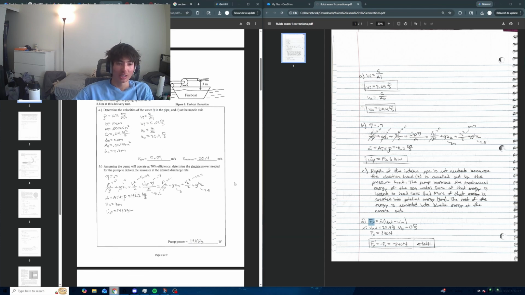Part B is where I lost some points. We want to start with the Bernoulli equation, and we're going to solve for the work of the pump. The pressure at 1 is 0 because it's at the surface, so it's atmospheric. The elevation head is 0 at 1 because it's also at the surface. And then this is where I got it wrong.